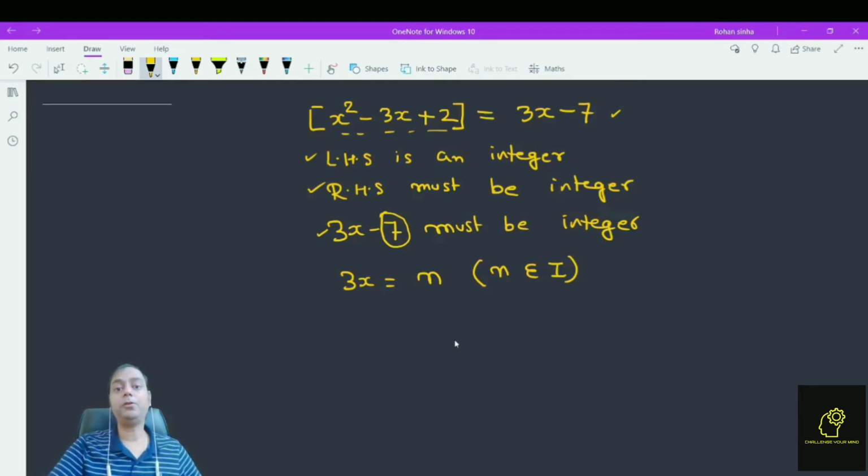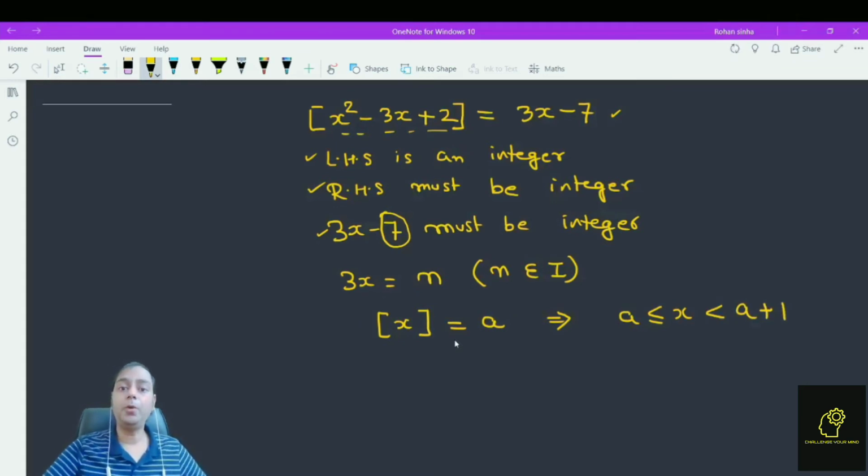And now I am going to apply a property of the greatest integer function. If we know that [x] = a, what does it mean? x varies from a to a + 1, that is, a ≤ x < a + 1. Now I am going to apply this property of GIF in this equation. It is given that [x² − 3x + 2] = 3x − 7. Say this is equation 1.